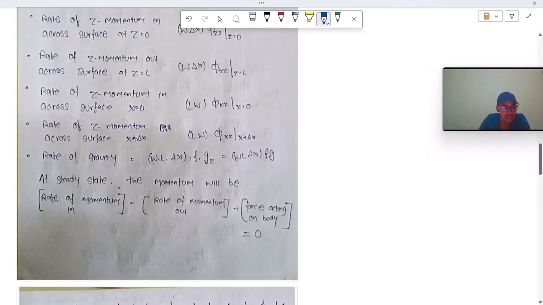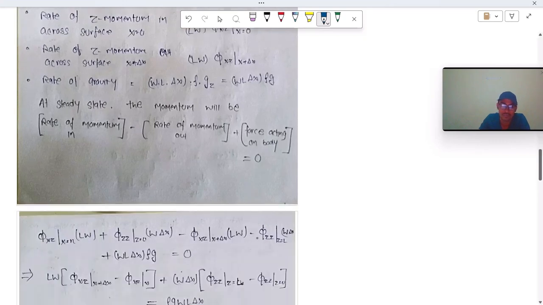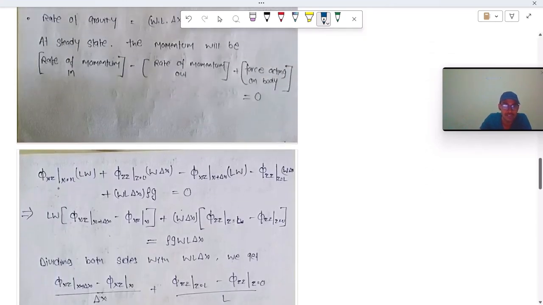So now we will write the shell momentum balance at steady state, which is given by rate of momentum in minus rate of momentum out plus force acting on the body equal to 0, because this is basically the accumulation term. In the steady state case, this is 0. So writing the whole expression, that is phi xz into LW plus phi zz W, this is the total momentum in, minus the total momentum out, plus force due to external agent, equal to 0. So on rearranging the terms, we get phi xz at x plus delta x minus phi xz at x, plus W times delta x into phi zz at z is equal to L minus this.